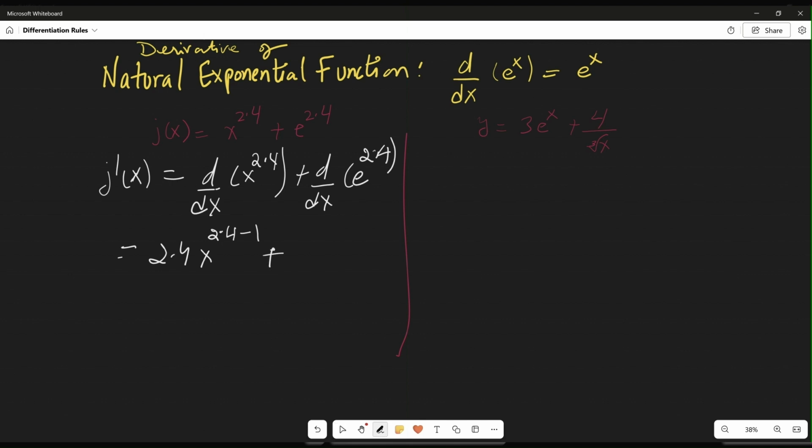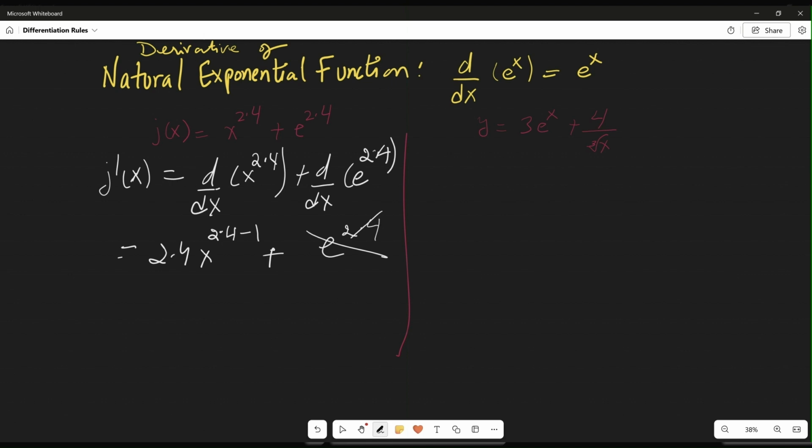plus, now what is the derivative of e raised to 2.4? Hoping you are not saying it's simply e to the 2.4. No, that's a big mistake here. Make sure you're paying attention. This is not e to the x. X means it's a variable and it's changing, right? Then there's a slope. The reason we are taking derivative.